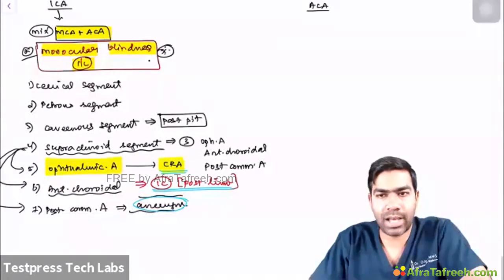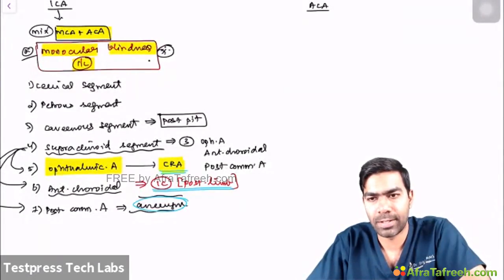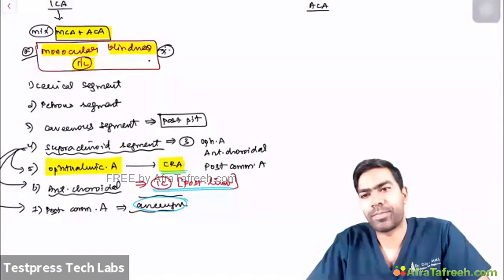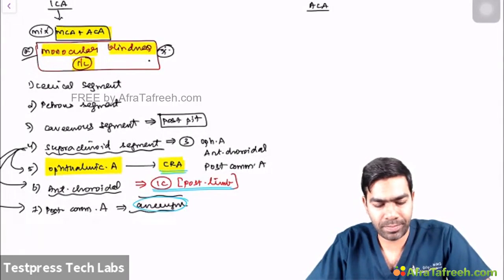So then what about the ACA territory infarct? What are the features of the ACA territory? Now I'm going to put it on a diagram before I leave you for a break. But before that, what is the ACA territory infarct? What are the features? People who know that already can tell.